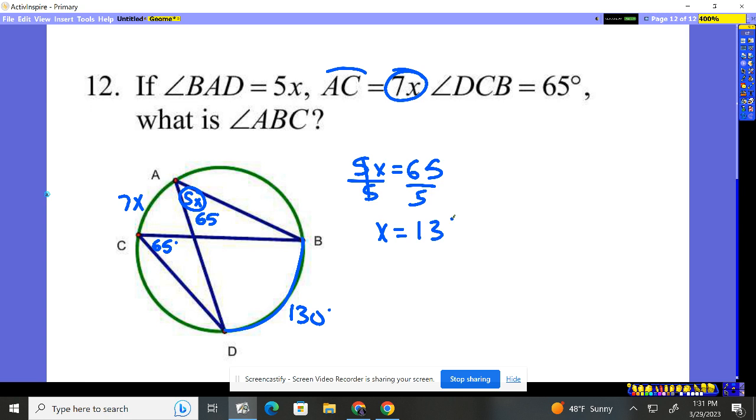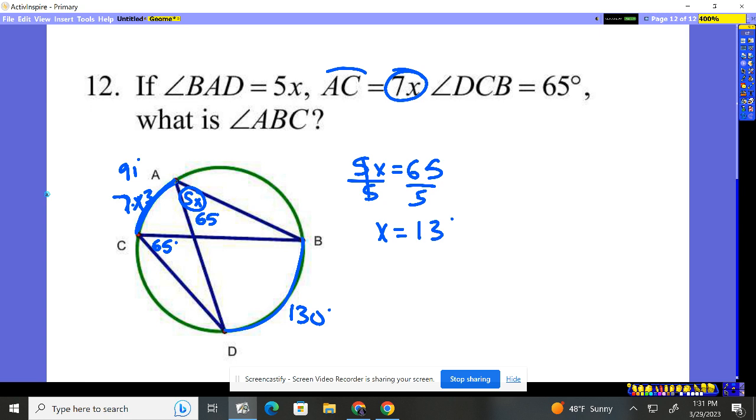Now, that is interesting because this said this was 7X. So it's 7 times 13. So let's figure out what that is. What's 7 times 13? That's 91 degrees. So this arc is 91 degrees. All right. Don't know if that's going to help me or not. Let's now see what we have.